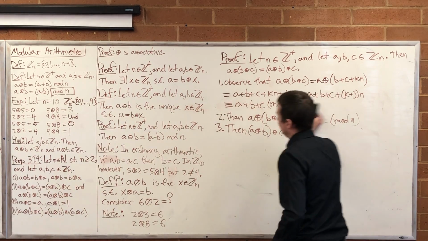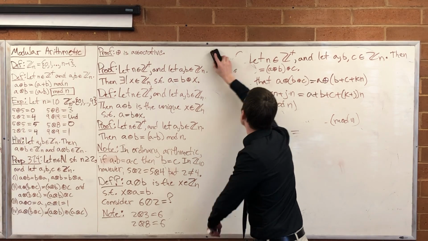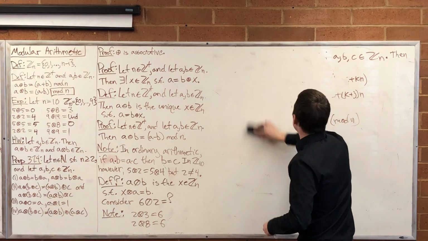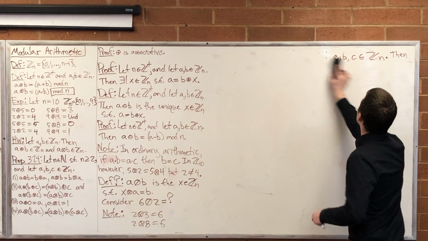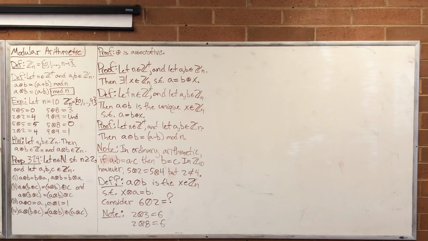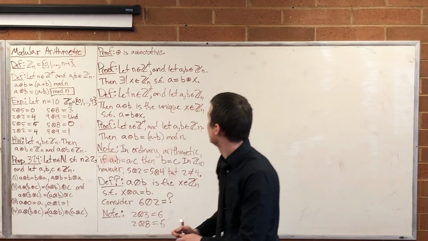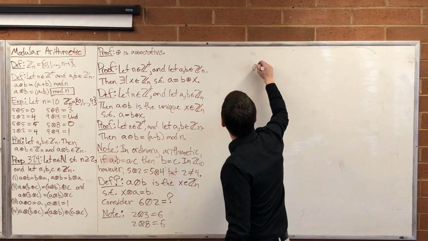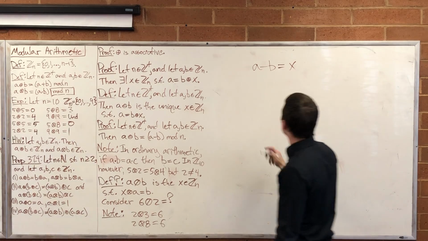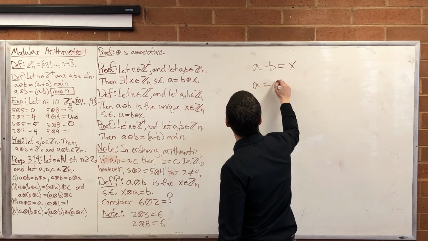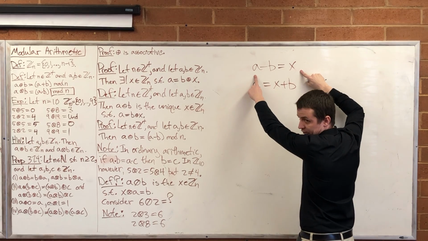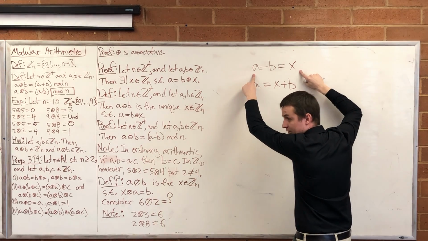how did we define subtraction? The addition of a negative number? That's what we did in calculus. But back in arithmetic and logic, we said a minus b is equal to the unique x such that a is equal to x plus b. It's the unique x that satisfies this equation. That's how we defined subtraction.